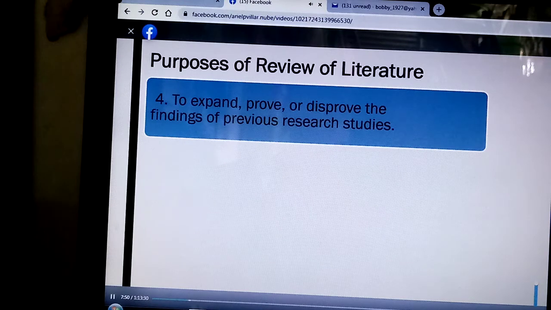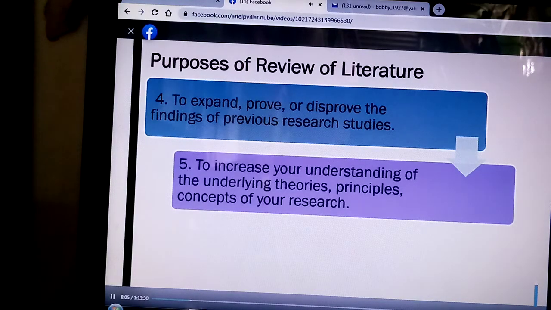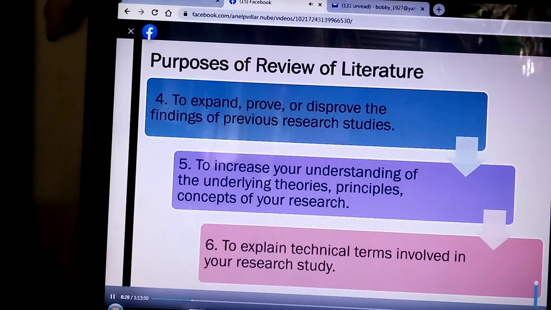Either we would like to contradict, to counterclaim, either we would like to indicate the gap, may kakulangan sa mga pinag-aralan ng mga dati pang mga studies, or gusto lang nating ituloy yung mga studies na ginawa ng iba. Okay, then to increase your understanding of underlying theories, principles, concepts of your research. Exactly, no? So it is in the review of related literature where you can find actually the supporting theories or models of your study. Yan makikita ang pinaka-expanded na discussion ng inyong theoretical framework. And then of course, to explain technical terms involved in your study, in your research study.